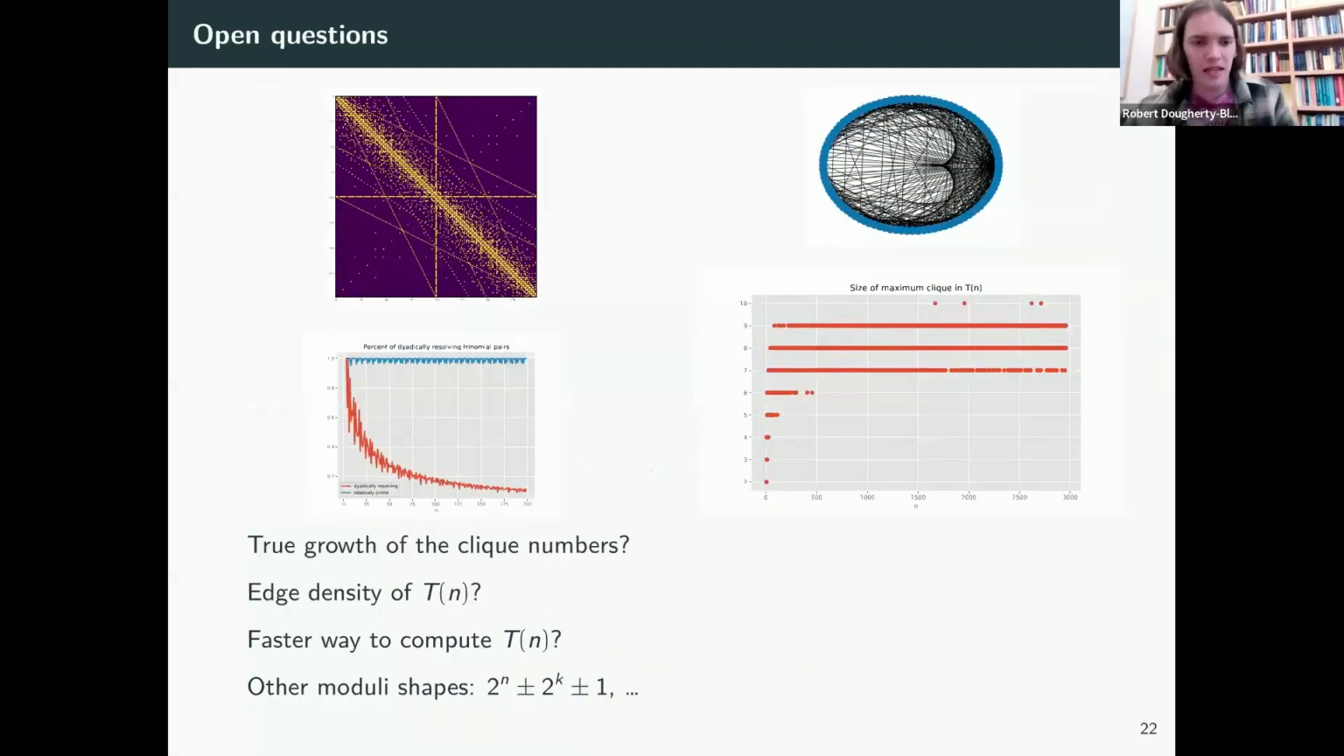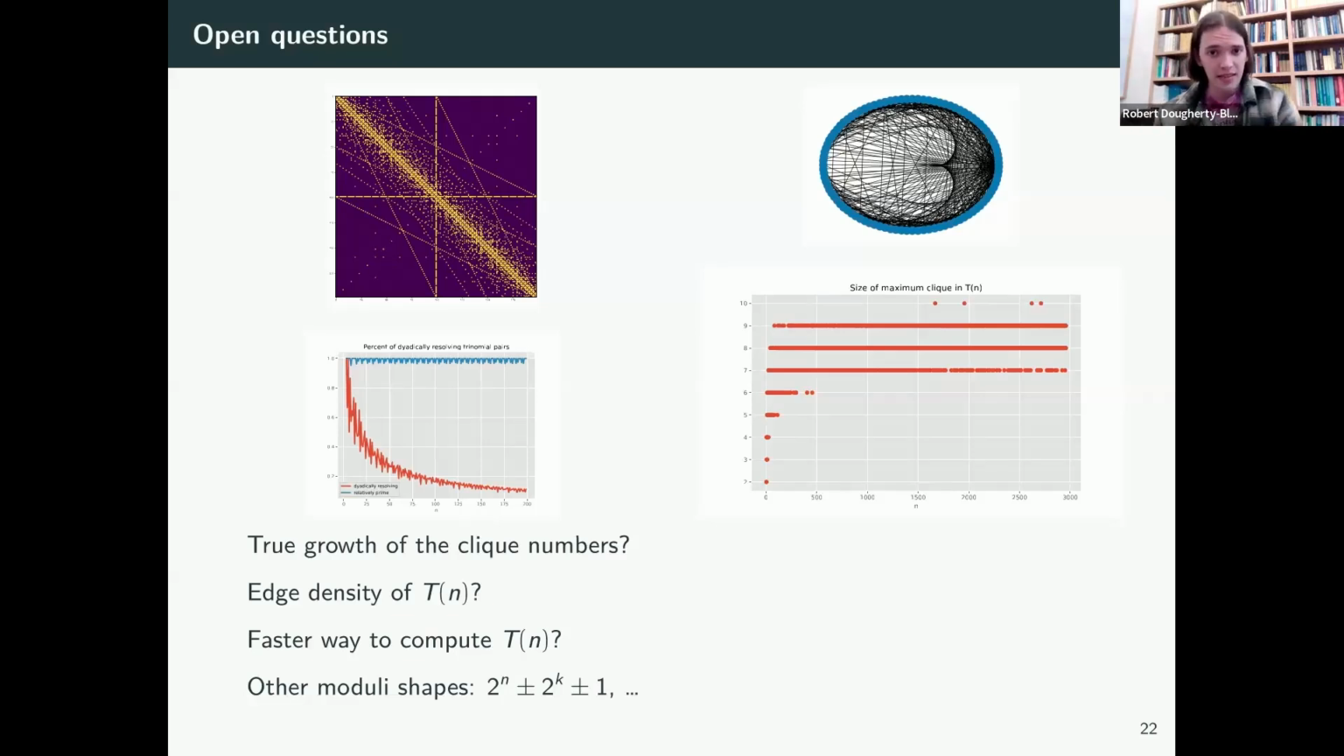Okay, let me wrap up just by telling you what the open questions are. So as of a year ago, we had all of these open questions. Now some of them have been resolved, but now we have new open questions. The new open questions, as I see them, are we don't know how fast these clique numbers actually grow, but we would love to know. We don't know what the true edge density is of these graphs, but we would love to know. And we don't know a fast way to compute these graphs for large n.